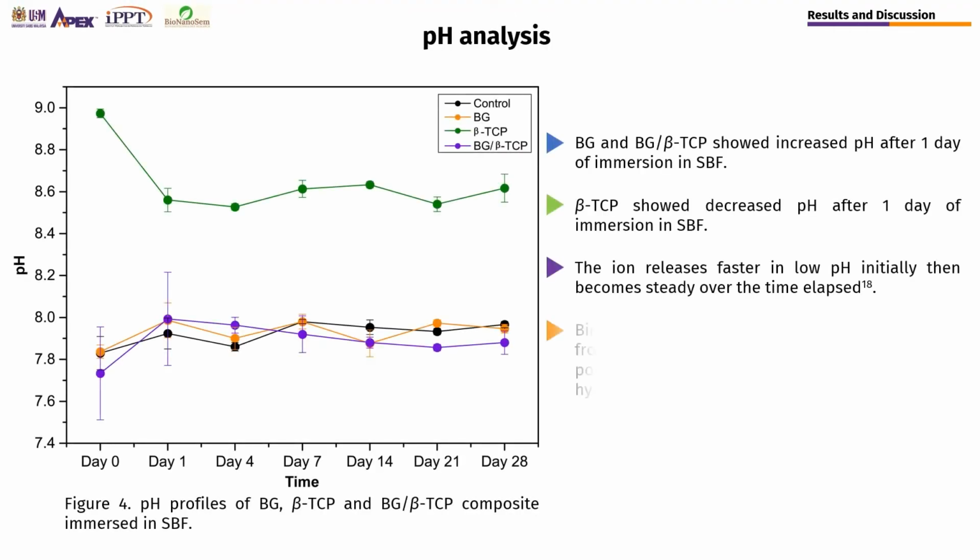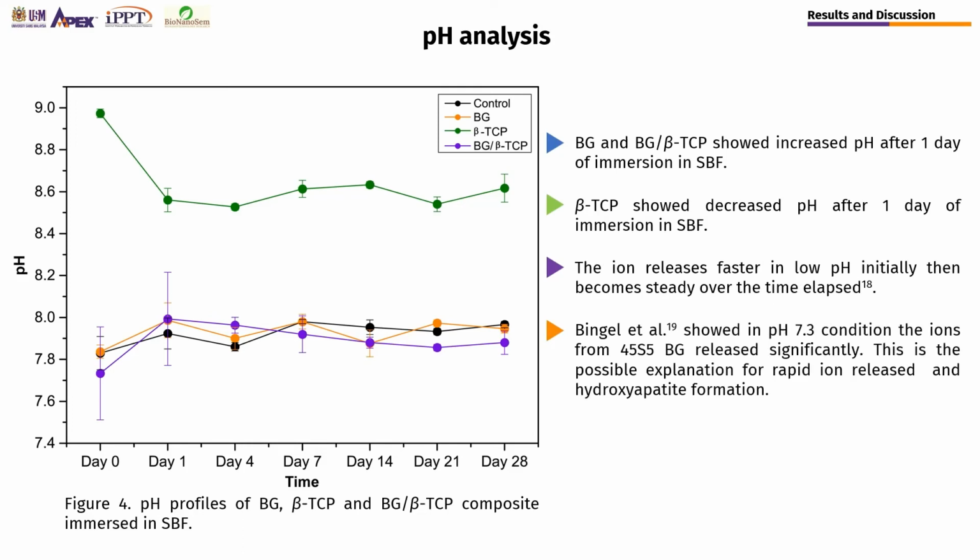Moreover, after the first day of immersion in SBF, the pH increased in the BG beta-TCP composite due to sodium, calcium and phosphorus ions released into the solution and exchanged with protons in dissolution. Whereas beta-TCP showed a decreased trend of pH at the same time point. The ions release faster in low pH initially, then become steady over time.